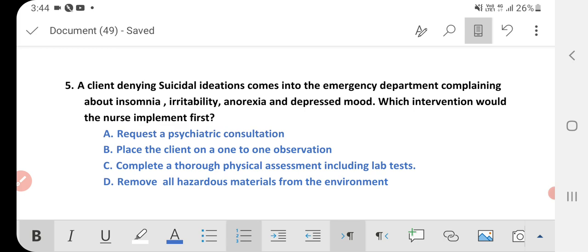Fifth, a client denying suicidal ideation comes into the emergency department complaining about insomnia, irritability, anorexia and depressed mood. Which intervention would the nurse implement first? A, request a psychiatric consultation; B, place the client on one-to-one observation; C, complete a thorough physical assessment including lab tests; D, remove all hazardous material from the environment. So the right answer will be to complete a thorough physical assessment including all lab tests. C is the right answer.